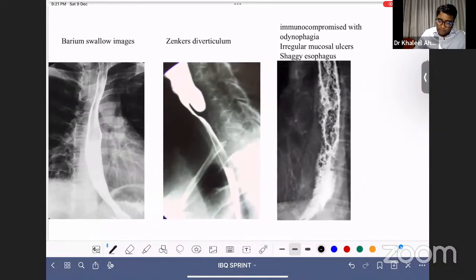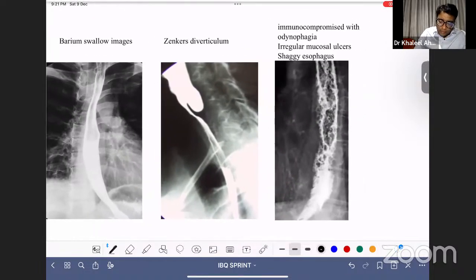Let's look at some barium swallow images. Let me see how many you will get correctly. This is how a normal barium swallow image would be, showing the esophagus. And here, we all know this, a posterior outpouching. This is a Zenker's diverticulum, a posterior outpouching in the neck, posterior midline.